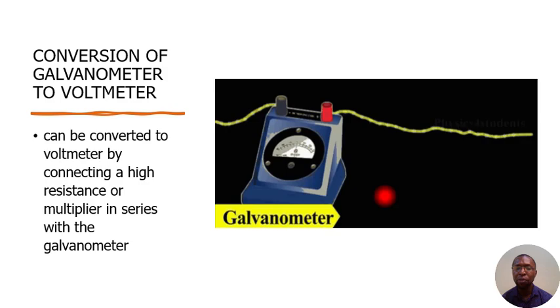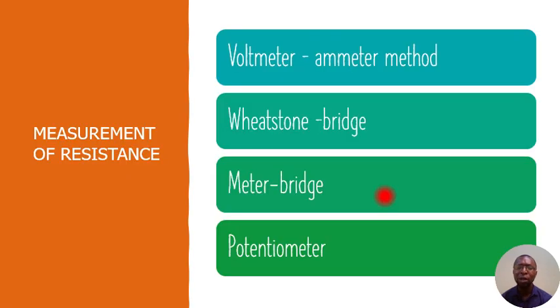Okay, let's talk about how to measure resistance itself. The major instrument for measuring resistance is actually called an ohmmeter, but we have other means of doing that. We can use a voltmeter and ammeter to measure a resistance. We can use a Wheatstone bridge also. We can use a meter bridge, and we can use a potentiometer to measure resistance. Any of these can be used to measure resistance. You will still get your value. Out of these four I have said, let us consider two of them.